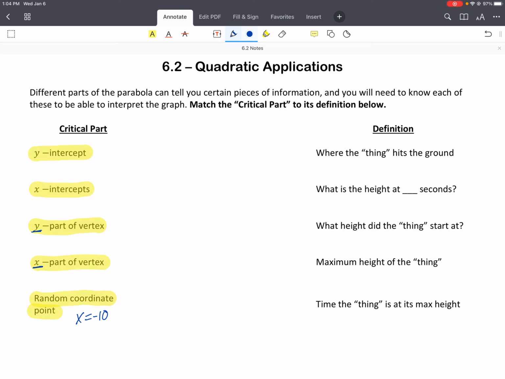So we need to match each of these coordinate points up with a real life application. So remember, we're going to be looking at, do a little sketch up here. We're going to be looking at our parabolas. So we're still going to have shapes looking like that. The majority of them are going to be concave down, but you may see them where they're concave up. So we're wanting to identify each of these things.